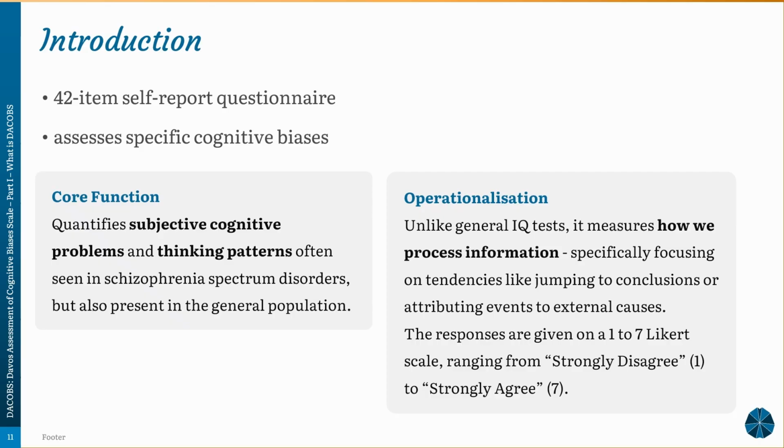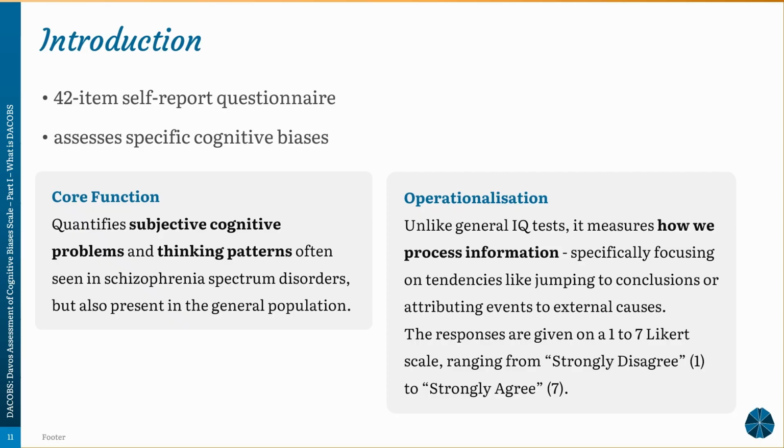So what exactly is the DACOBS? The DACOBS is a 42-item self-report questionnaire. Unlike an IQ test, which measures capacity, this measures process. It doesn't ask how smart are you. It asks how do you handle evidence.